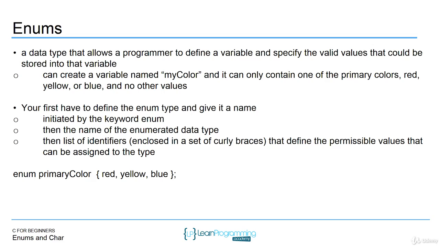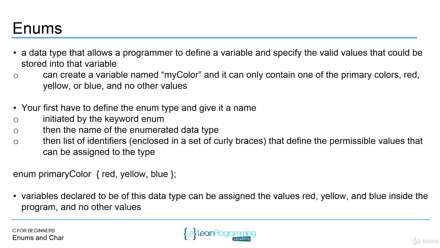If you try to use the primaryColor data type and assign a variable a value of something else, it won't work. So this is just how we define it. We first have to define the enum, and we then have to use it. Again, definition is just saying this is what it is. So what we're saying here is we have a primaryColor, and what it can be is red, yellow, and blue. Variables that are declared to be primaryColor type can only be assigned the values red, yellow, and blue inside the program. No other values will work.